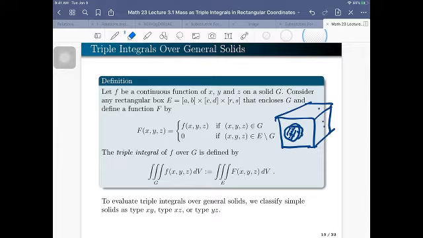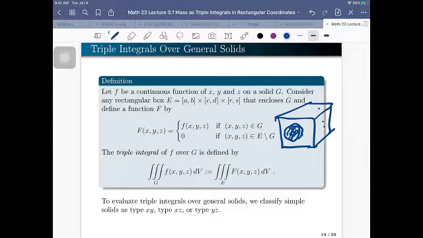Before, we have been evaluating triple integrals over rectangular boxes. So now the question is, what if the solid is not a rectangular box? What if it's an irregular solid?